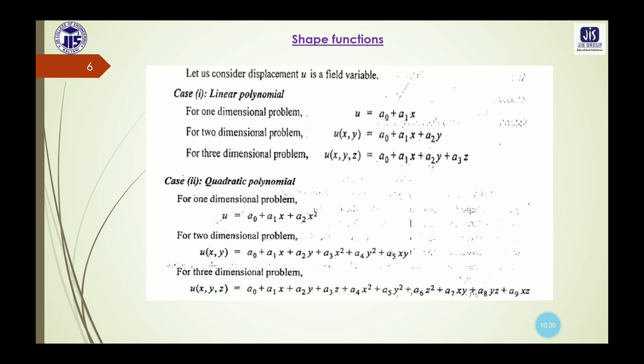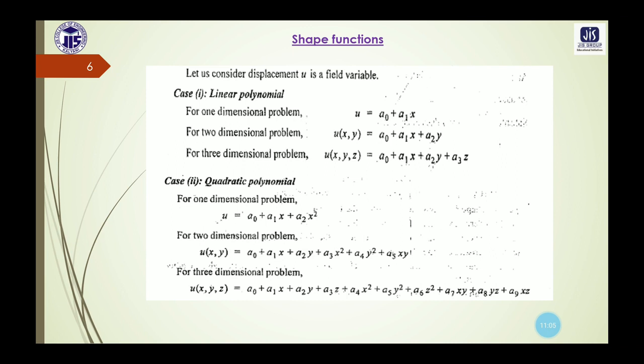Now let us consider displacement u. It is a field variable. In case 1, that is the linear polynomial, for a one-dimensional problem, the formula for the displacement as a field variable is u equals a0 plus a1x. Then for a two-dimensional problem, u(x,y) equals a0 plus a1x plus a2y. And for a three-dimensional problem, u(x,y,z) equals a0 plus a1x plus a2y plus a3z.